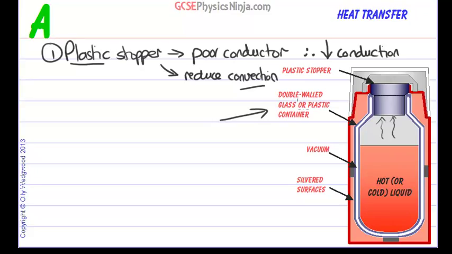Secondly, we have a double-walled glass or plastic container, and glass and plastic again are poor conductors. So we're going to reduce heat loss by conduction again.